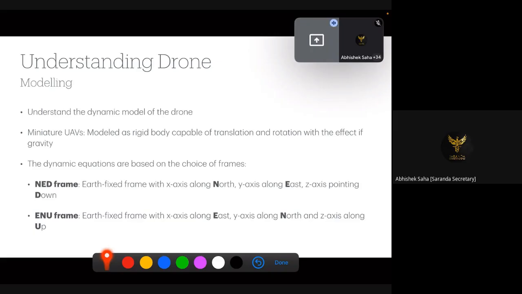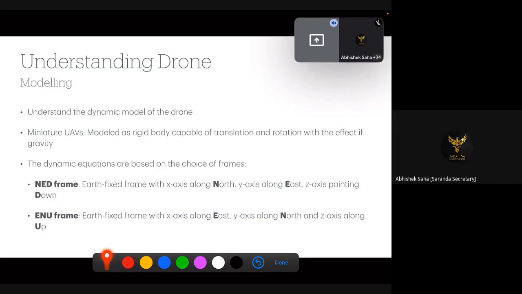And when we model this, we need to associate frames. So there are three main popular frames that are used. The first frame is the earth fixed frame. There are two types of earth fixed frames that are used. One is the NED frame. So x-axis along the north, y-axis along the east, and the z-axis points down towards the center of the earth. Whereas the other type of earth fixed frame is the ENU frame, which is east means the x-axis, north means the y-axis, and up means the z-axis.